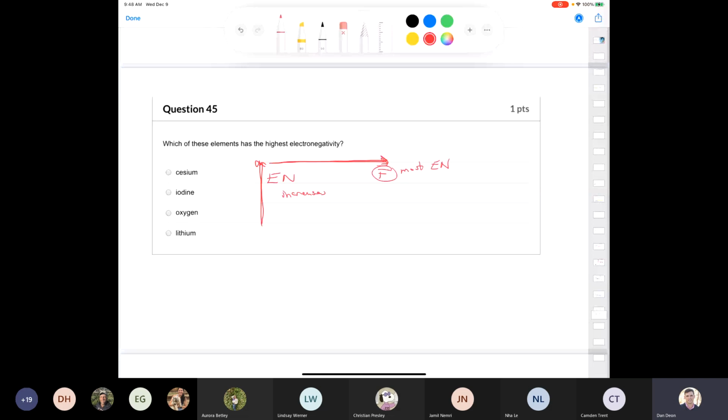Okay, well, if we look at these atoms here, you have cesium, which is way down here. Cesium is actually the least electronegative element on the periodic table. Then you got lithium that's over here. You have iodine, which should be down here below fluorine, but then you have oxygen, which is really close to fluorine. In fact, oxygen, as I've told you several times, gets second place, right? Second most electronegative element in the periodic table. And so the winner is oxygen. So you should know the trend for electronegativity.